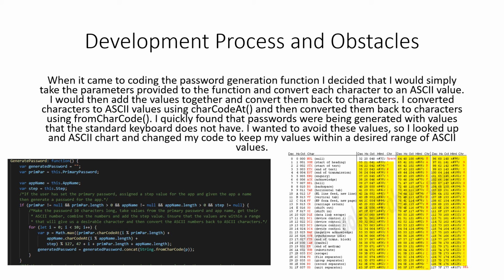When it came to coding the password generation function, I decided that I would simply take the parameters provided to the function and convert each character to an ASCII value. I would then add the values together and convert them back to characters. I converted characters to ASCII values using the function charCodeAt, and then converted them back to characters using fromCharCode. I quickly found that passwords were being generated with values that the standard keyboard does not have. I wanted to avoid these values, so I looked up the ASCII chart and changed my code to keep my values within a desired range of ASCII values.